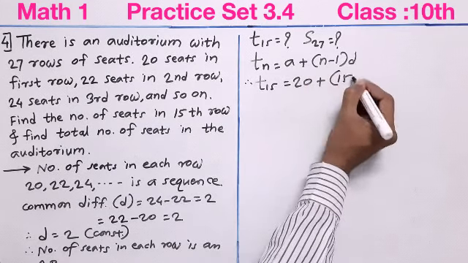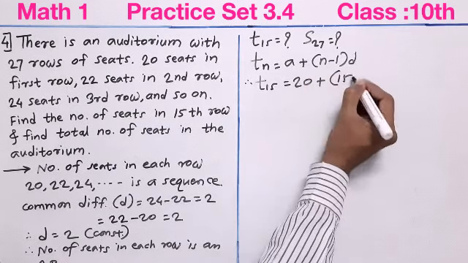Now let us solve this. 20 plus, this bracket will be solved first. 15 minus 1 is 14, and this is multiplied by 2 as it is. So 14 into 2, this multiplication will be done first. 20 plus 14 2s are 28, and therefore 20 plus 28 is 48, and this is T15. This is the first answer. In the 15th row of that auditorium there are 48 seats. We can write here 48 seats. In the 15th row there are 48 seats. So this is our first answer.